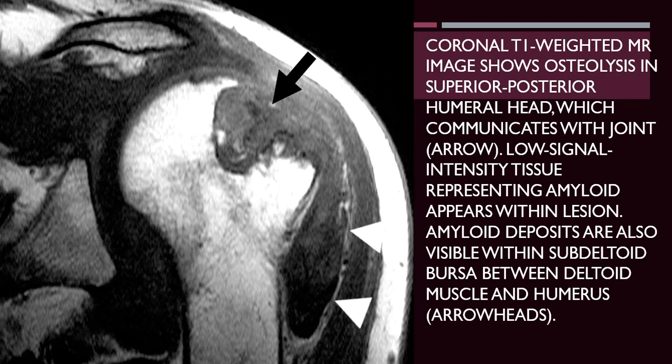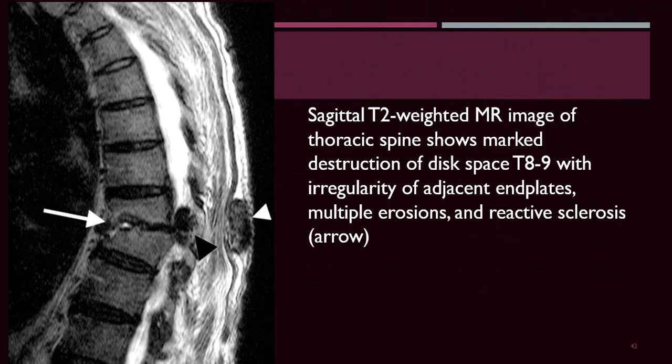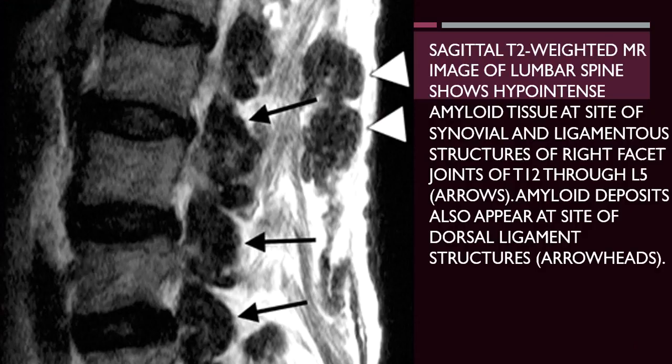An MR image shows osteolysis in the superior posterior humeral head. Also, the spine could be affected with spondyloarthropathy. And on the thoracic spine, marked destruction of the disc space with multiple erosions and reactive sclerosis. Again, hypointense amyloid tissue at the site of synovial and ligamentous structures of the right facet joints of T12.